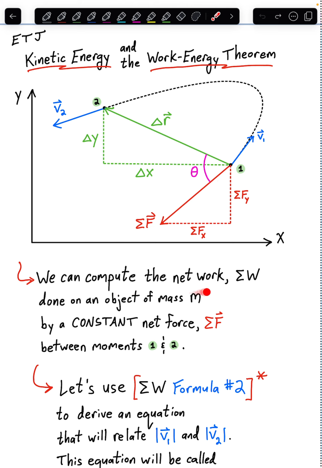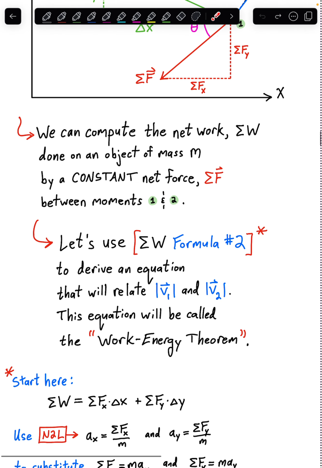We can compute the net work done on the object, assume it has mass m, by a constant net force between moments 1 and 2, using net work formula number 2. We will derive an equation that will relate the initial speed and the final speed, and this equation will be called the work-energy theorem. So starting with formula 2 for computing net work.